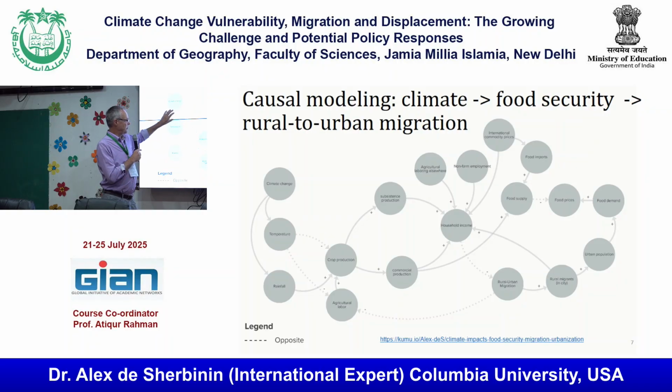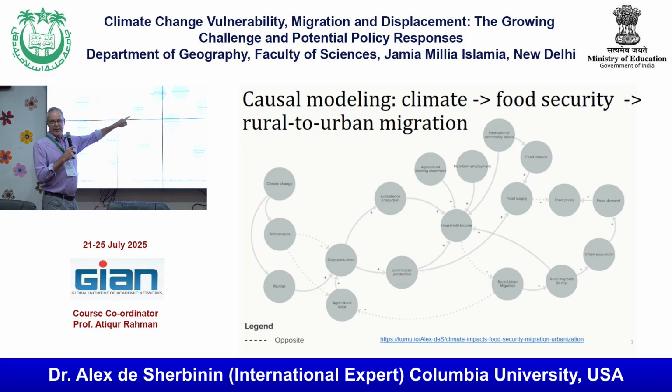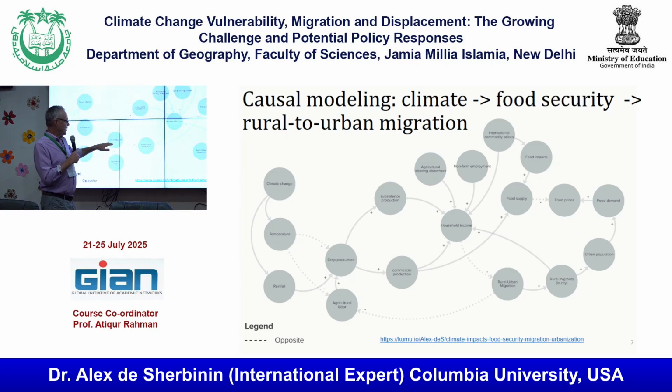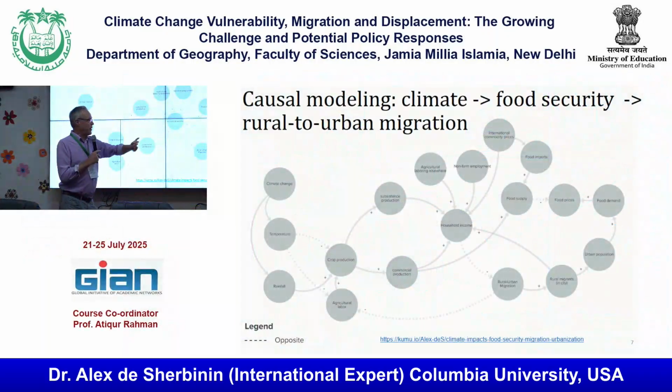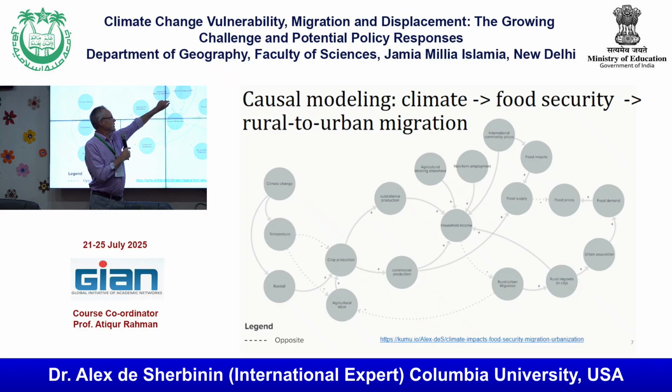So if temperature goes up, crop production will go down, therefore the negative here. If crop production goes down, subsistence production will go down. So it's positively related. This goes down, that goes down. Also, commercial production will go down. Presumably, household income would go down. And then I looked at agricultural laboring, so if your household income declines, you would then want to go to agricultural labor elsewhere or non-farm employment in the city or a local town.